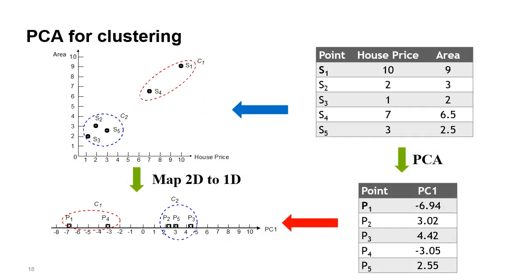If we do clustering on the original space, it is not obvious to group S4 and S1 into one cluster. If we do clustering with PC1, it is easier to group P1 and P4 into the same cluster if the clustering rules are below. If Pi is less than 0, then Pi belongs to C1. If Pi is greater than 0, then Pi belongs to C2.